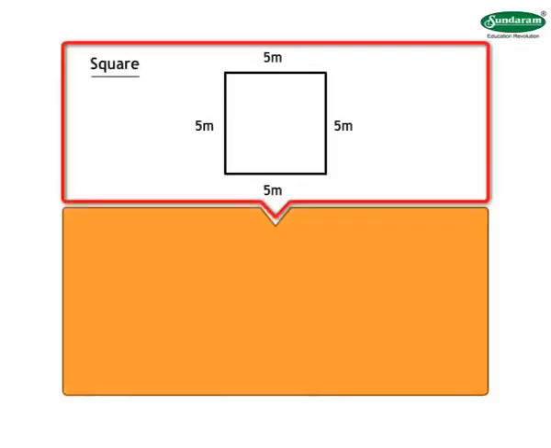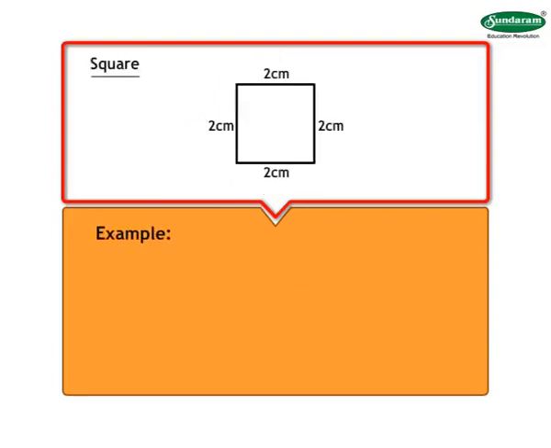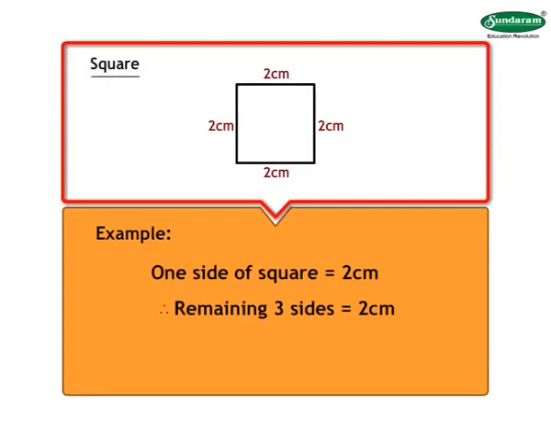Here you can see that all sides of the square are of the same length, that is 5 meters. Thus, if one side of a square is given, the other three sides will automatically be of the same length. Example, if it is given that one side of a square is 2 centimeters, the other three sides also will be of length 2 centimeters. This property is necessary to find the perimeter of a square.